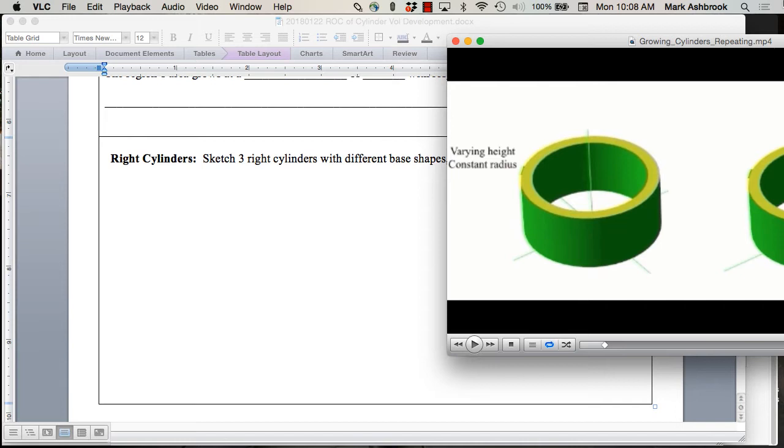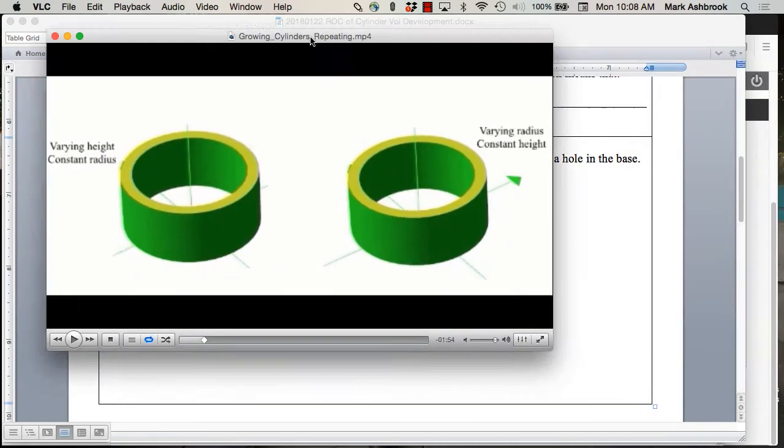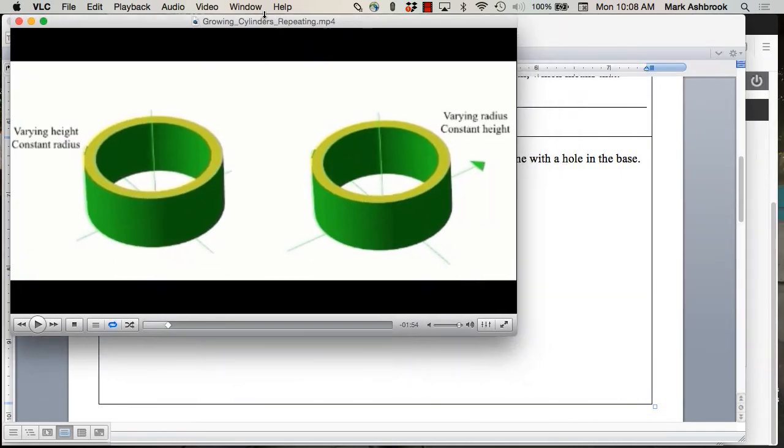Okay, so is it a right cylinder? Yes or no? Is it a right cylinder? Yes, right? No matter how you slice this thing, you're going to get like a flat ring, right? Like the yellow, right? The yellow is showing the base. And no matter how you slice it, you're going to get that same shape as the yellow ring.